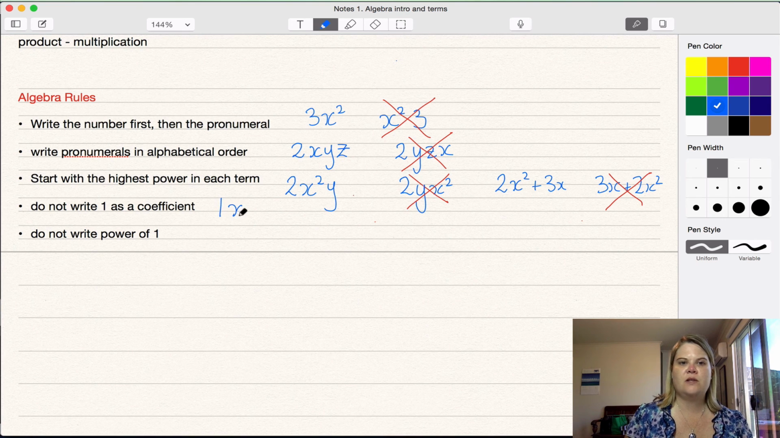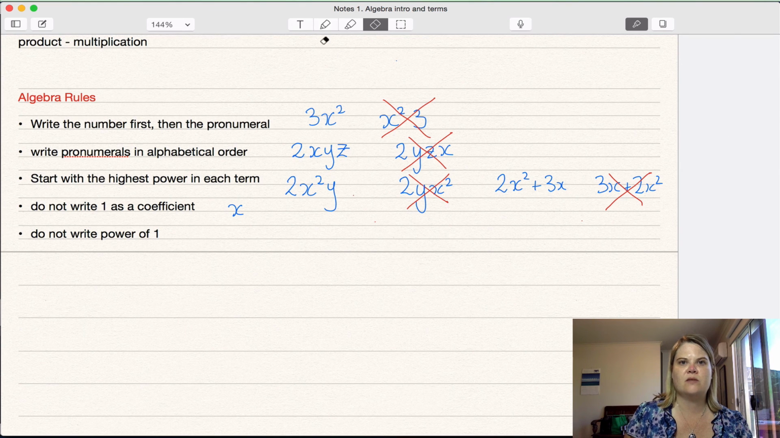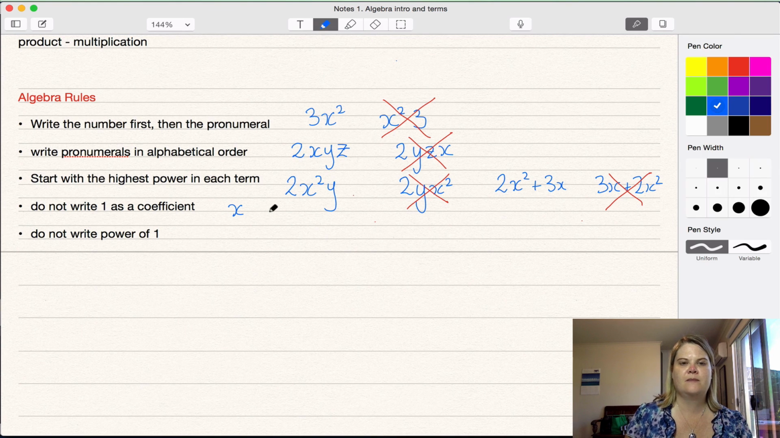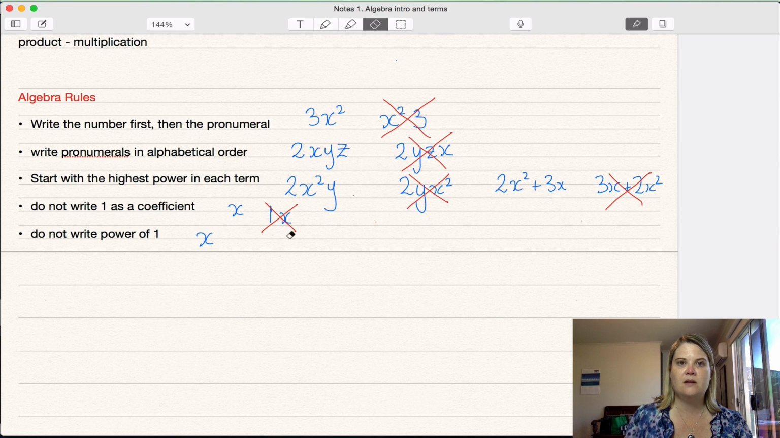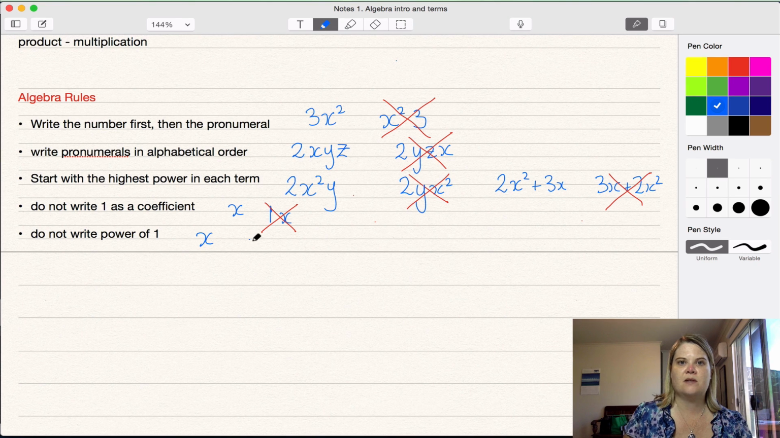Do not write 1 as a coefficient. So if we have 1x, we don't write it like that. We just write x. You can put 1x in your workings, but on your final line you need to make sure you remember to take the 1 out and just leave the x by itself. Same with the power of 1. You might end up with an x to the power 1, but we don't write it like that. Just write x by itself again. X to the power 1 is what we're not going to write.